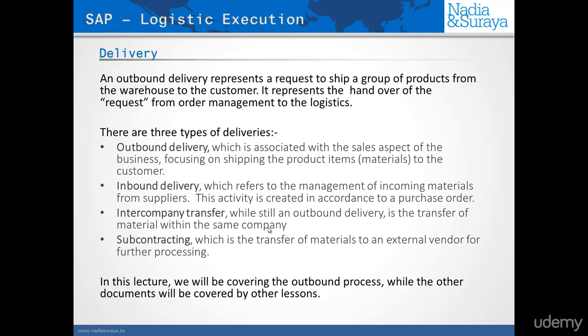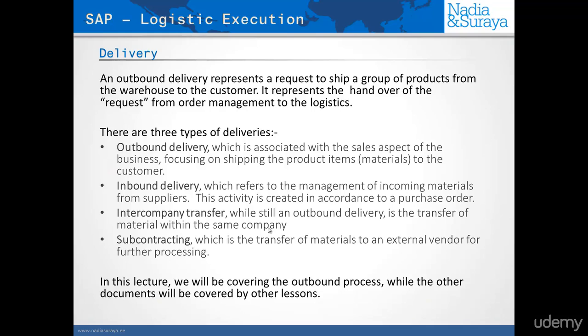There are 4 types of deliveries actually. And the first and the most common is the outbound delivery, and it's associated with the sales aspects of the business and primarily focuses on shipping the products, i.e. the materials, to the customer. We have an inbound delivery, which refers to the management of incoming materials from suppliers, and it's actually created with reference to a purchase order.